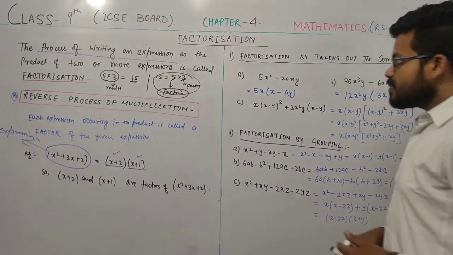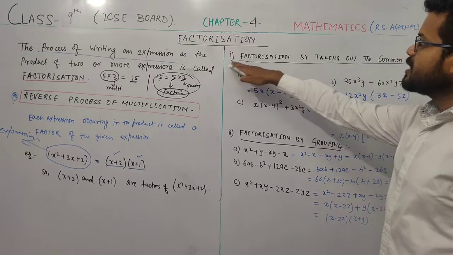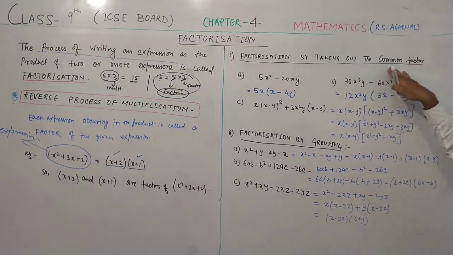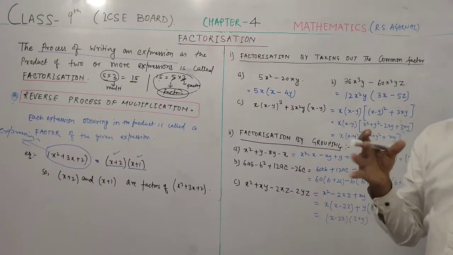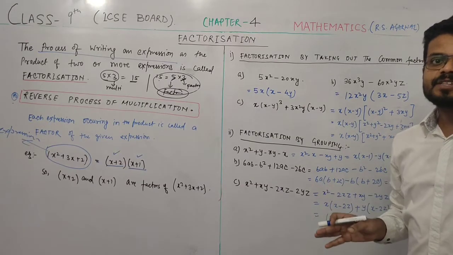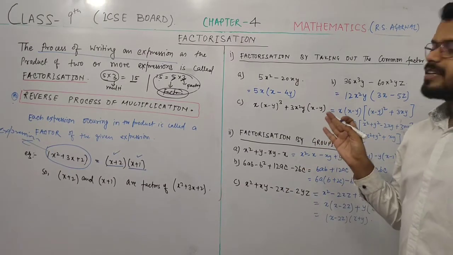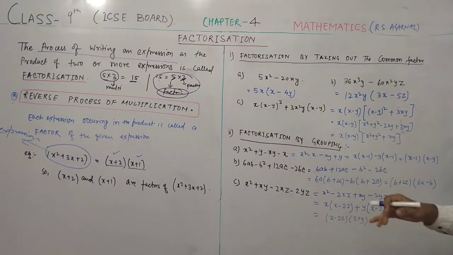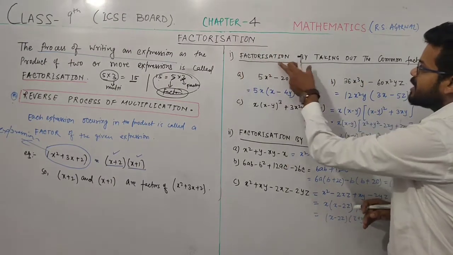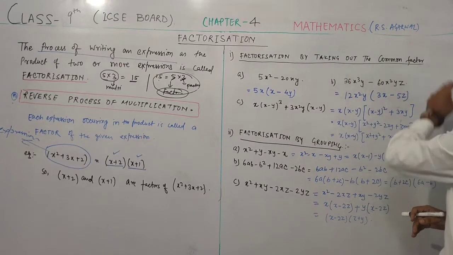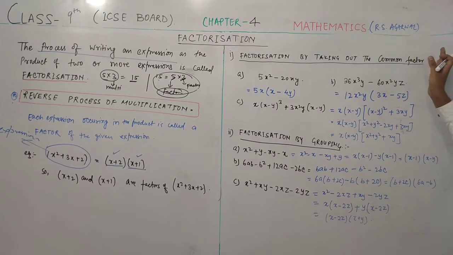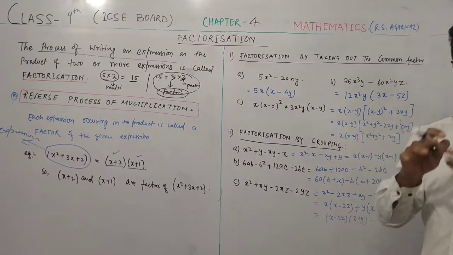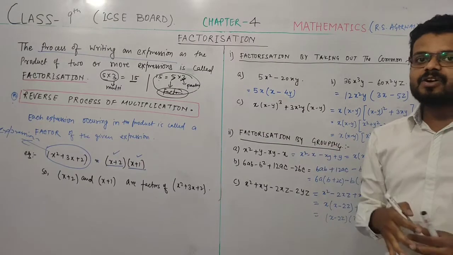Now, the first point is factorization by taking out the common factor. There are several factorization methods, but here we take some important expressions as examples. So the first one is factorization by taking out the common factor. Common factor means we have to take out what is common from the given expression. Directly we take a common.